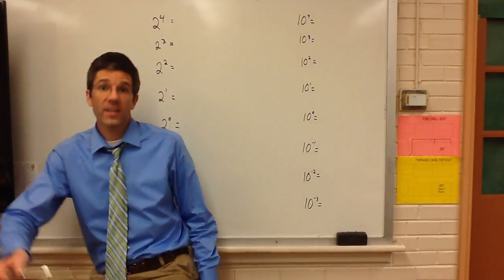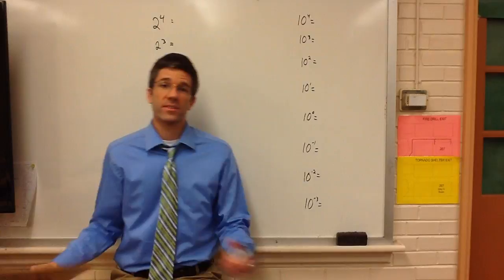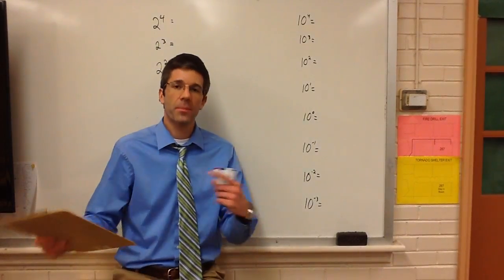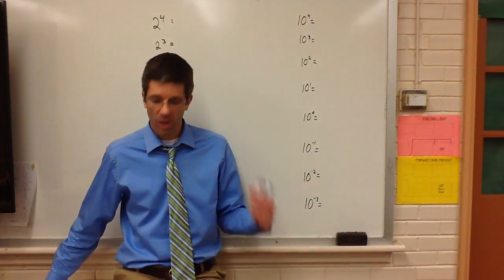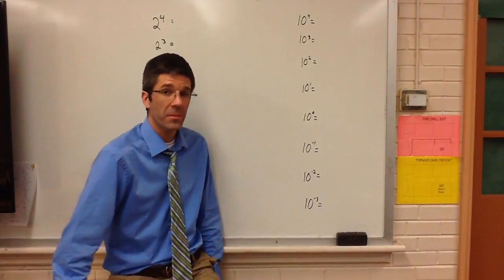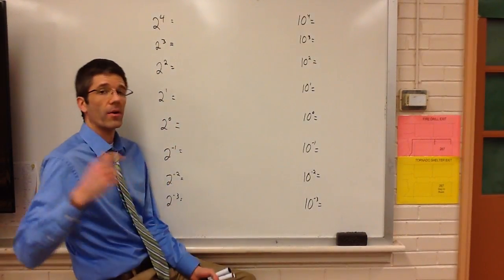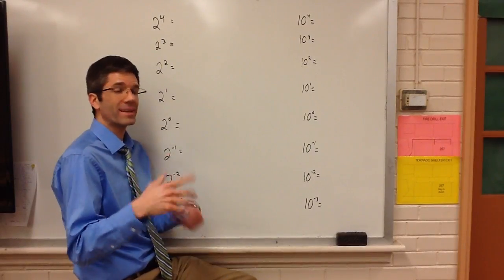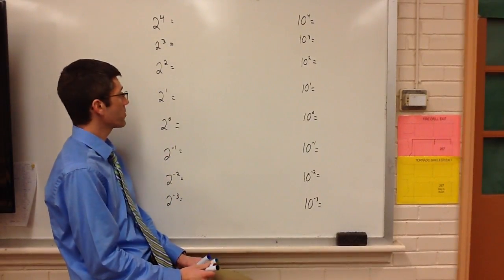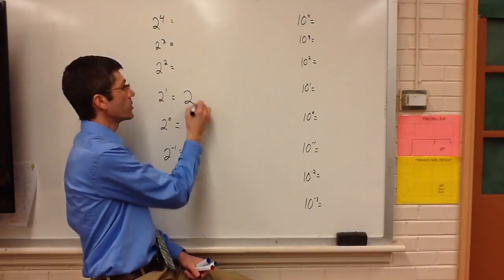Let's talk about what negative exponents mean. We're going to talk about scientific notation at the same time, but let's put this into context. We're going to start with this right here, and we're going to start in the middle of it actually. So let's start right here with the obvious, 2 to the first power. Anything to the first power is itself. So 2 to the first power is simply 2, no surprises there.